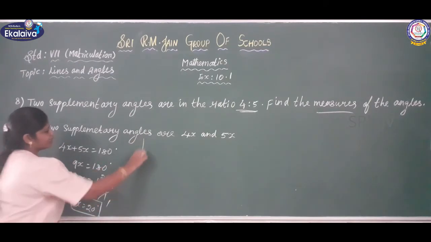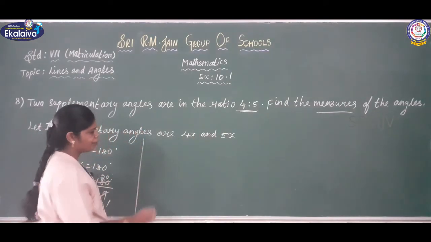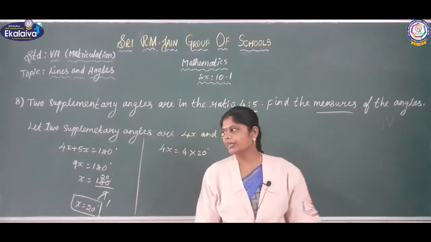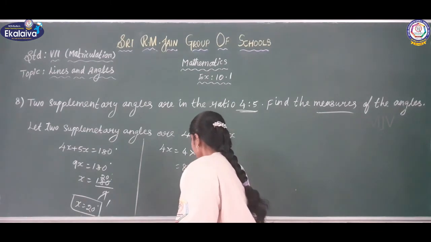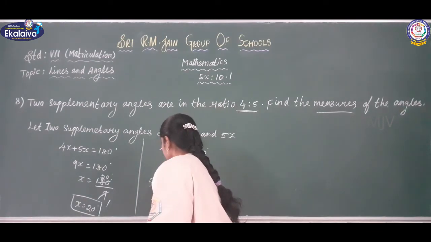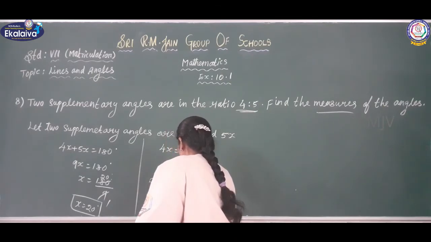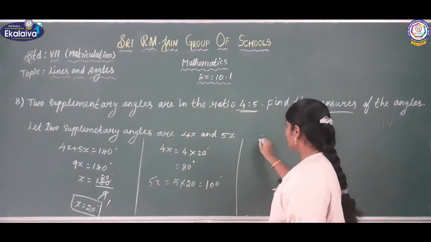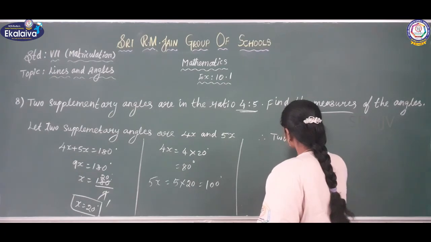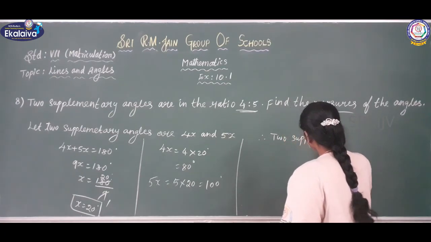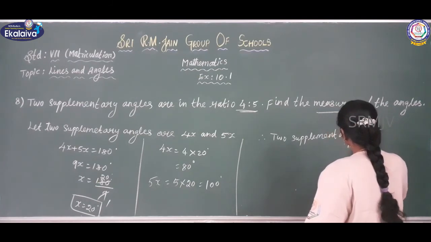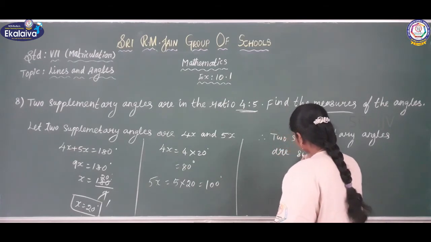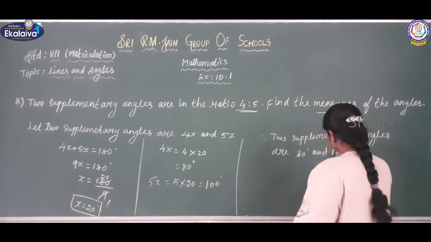Now find the angles. Here the two angles are 4x and 5x. So 4x equal to 4 into 20. So what you will get, children? 4 into 20, 80 degree. And next angle is 5x. 5x equal to 5 into 20, get 100 degree. When you multiply this, what you will get? 100 degree. Therefore, the two supplementary angles are angles of 80 degree and 100 degree.